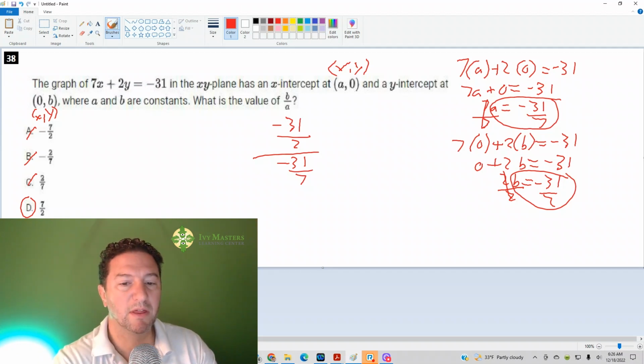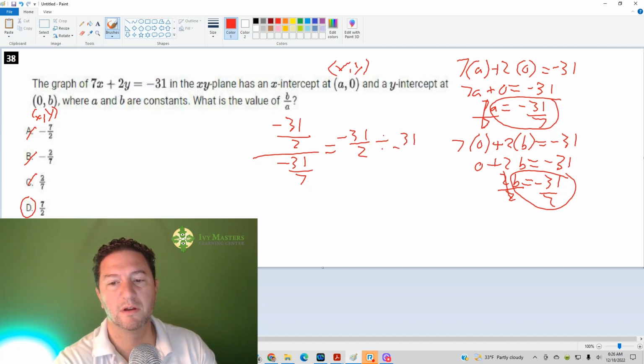I could either multiply the top and bottom of this by 7 over negative 31, or you could think of it as follows. Every fraction is just a division problem. This is the same as negative 31 over 2 divided by negative 31 over 7. And remember your keep, change, flip. This is negative 31 over 2. You keep the first fraction, you change division to multiplication, and you flip the second fraction.